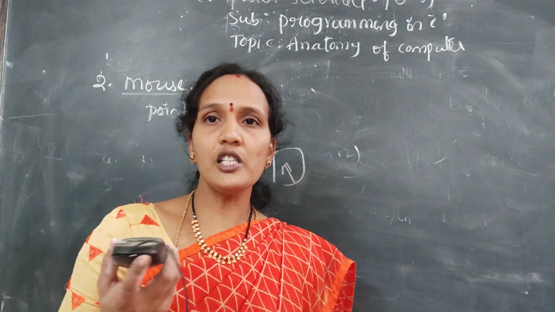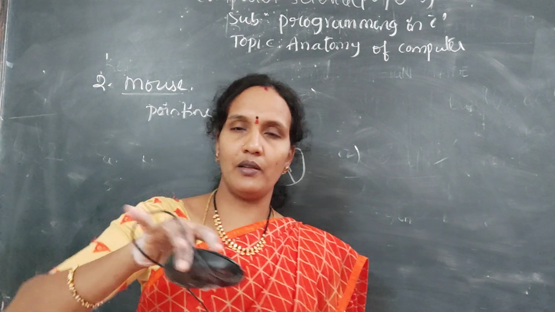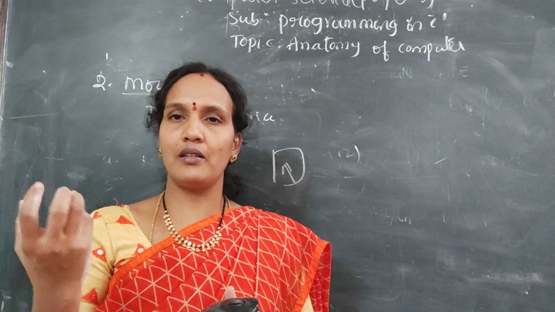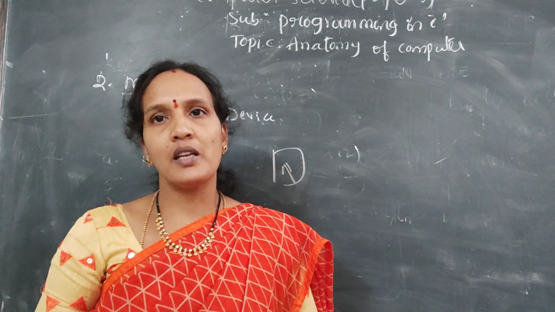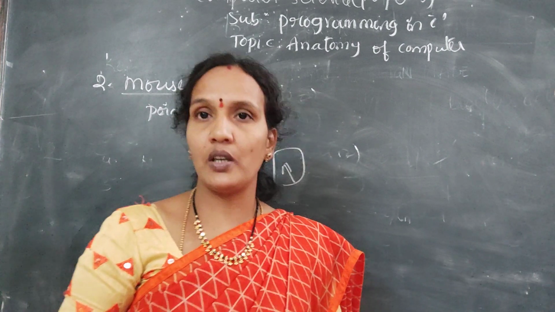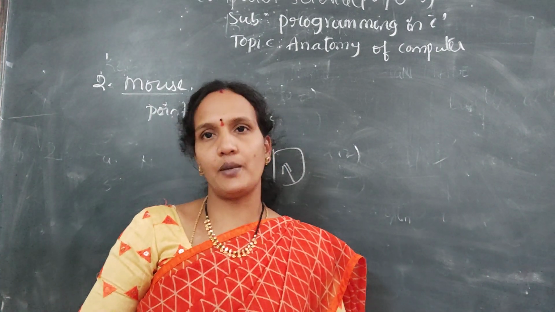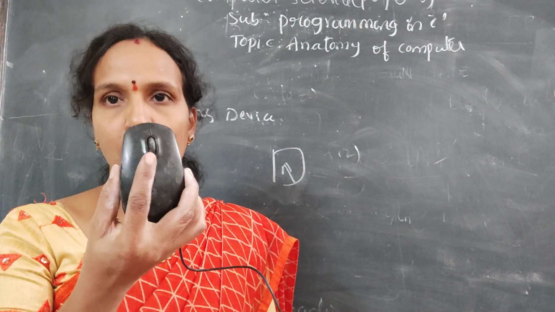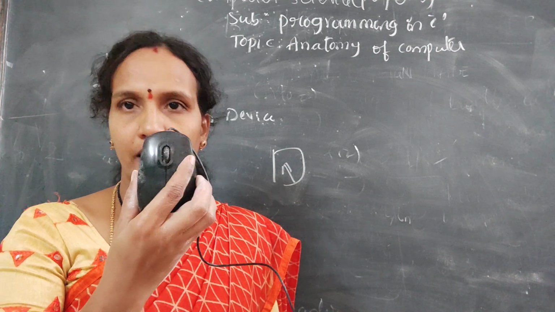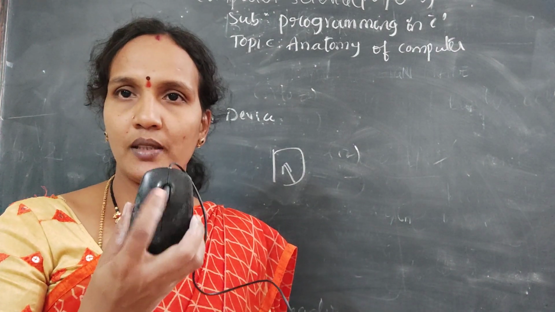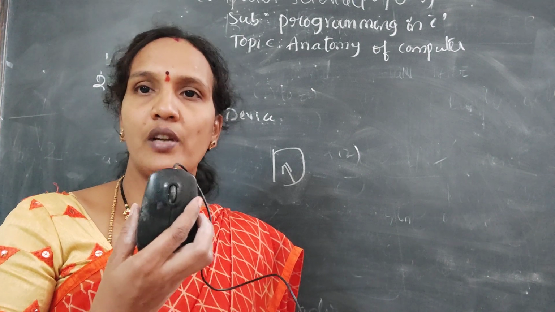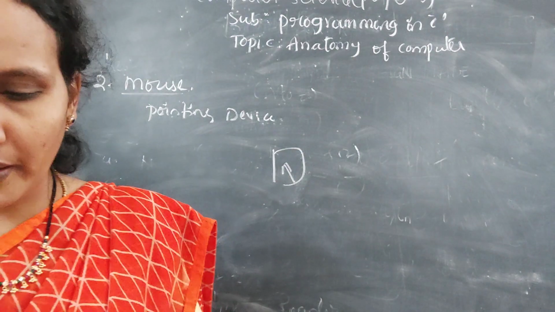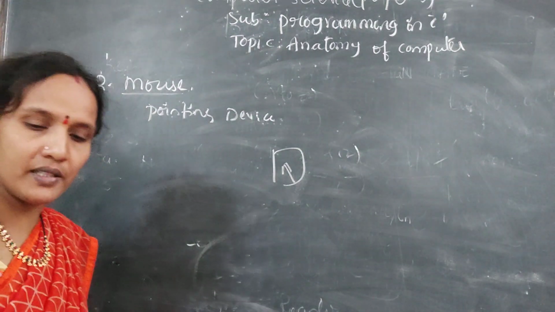And this mouse is kept on any flat surface. When you move it, the same actions you will get on the system. That is why it is used to control the action of the cursor. Understood? So this is your second input device, the mouse. It has two buttons, left button and right button. The left button is used to select the object and the right button is used to display the options of that object. Clear? Now, what is the next one? The next input device is a scanner.